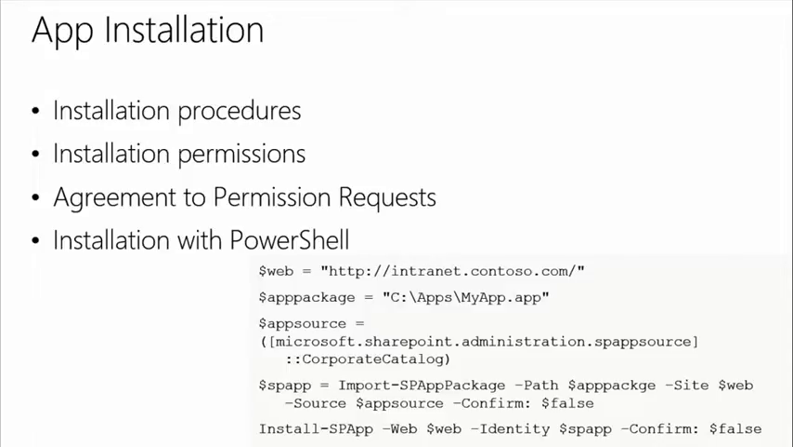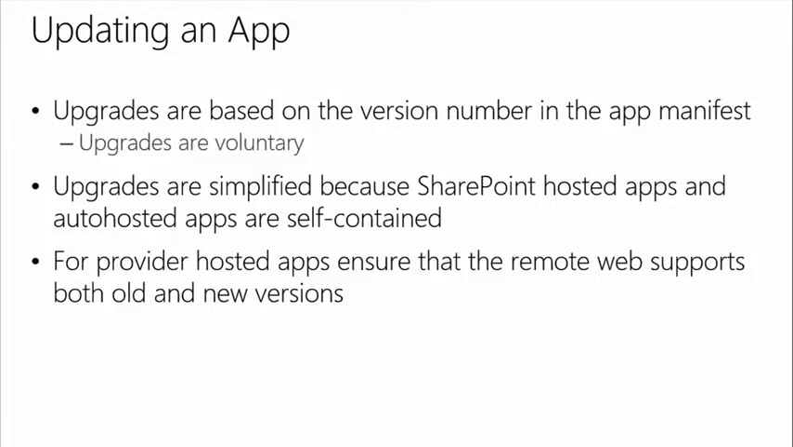Now, as far as doing an upgrade, here's the biggest thing about an upgrade. You're going to notice that your upgrades are based on the version number that's inside the app manifest. All upgrades are voluntary, are optional. They are not mandatory. There's no way that you can force somebody into a new version.